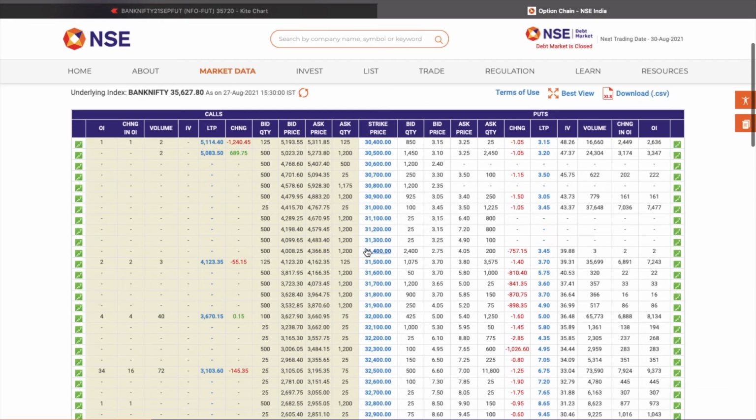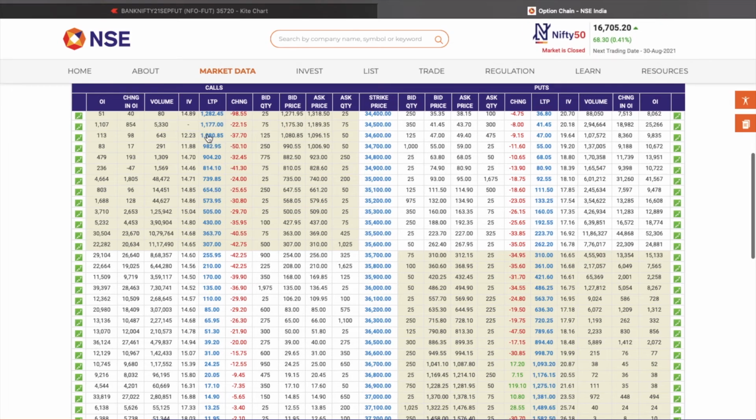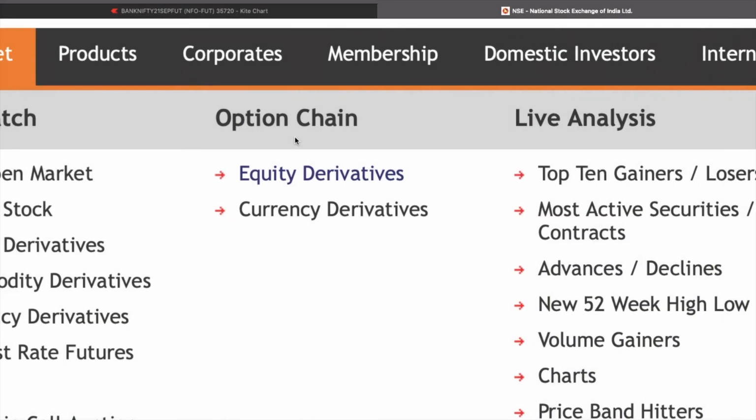After selecting, you will get these strike prices. This yellow part will be your in the money contracts. This white part is the out of the money contracts. This center part is where the market currently is.